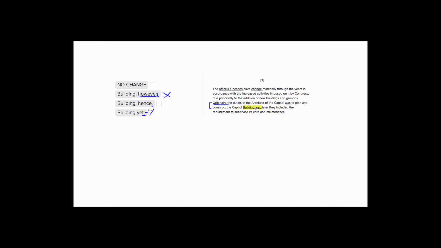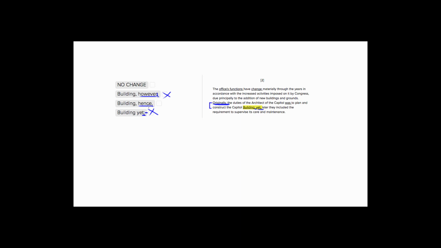So now that we've gotten rid of our semicolon issues, let's look at differences between choices 1 and 3 in order to look for meaning. So choice 1 we have yet is our transition word, and choice 3 we have hence. So it's kind of like a so. So let's look at our sentence. It says originally, so I'm going to pay attention to this because it's going to be a time word and tell us a bit of context. So originally, so to begin with, the duties of this architect of the Capitol were to plan and construct the Capitol. And then this part is saying later they included the requirement to supervise its care and maintenance.